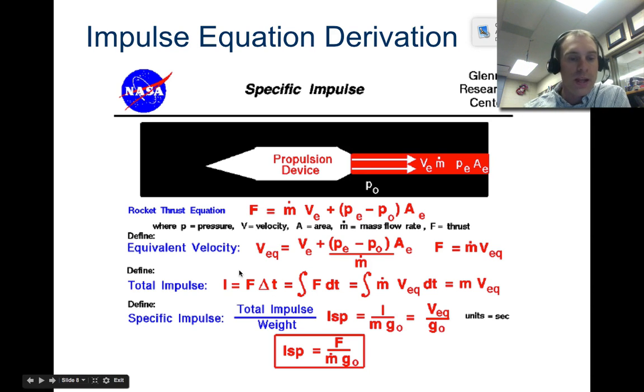So things that I would like you to write down are total impulse, I equals F delta T. Make sure you write that down. And specific impulse equals total impulse divided by the weight. So please note that. And then this equation, and that's a capital I with a little tiny lowercase sp, kind of like that. I_sp equals force divided by mass flow rate times initial gravity.